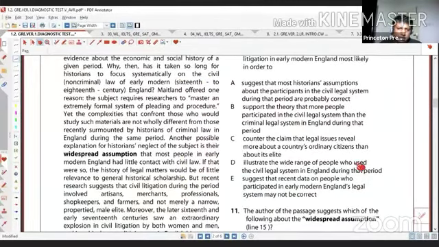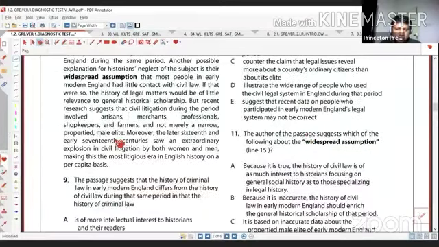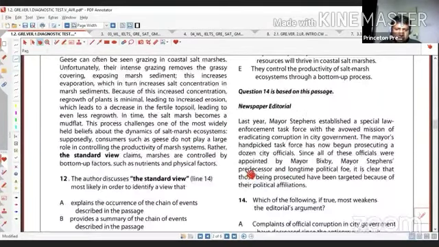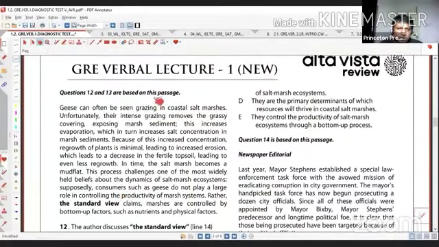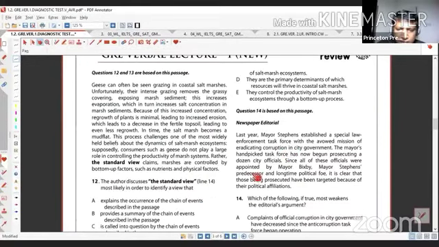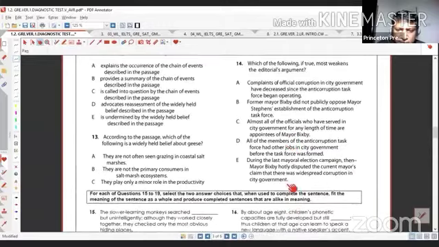But this is reading comprehension. So there's a passage, and there are 3 or 4 questions. There's another reading comprehension. There's another reading comprehension. Another reading comprehension, and here. And these are also reading comprehension.